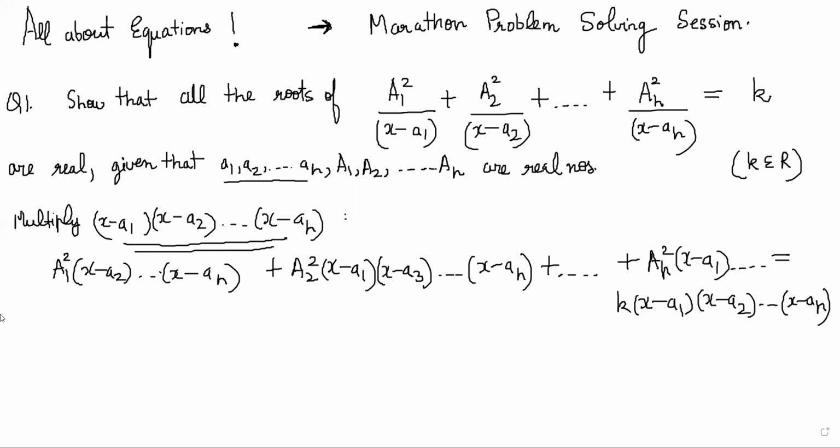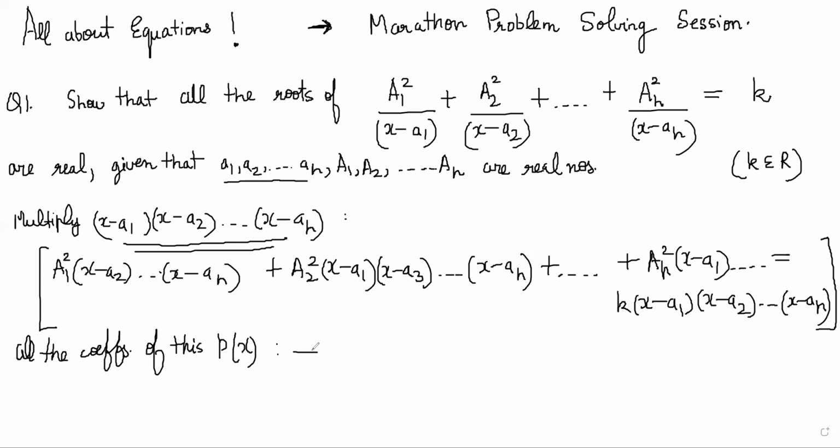Now you'll realize that you don't have to actually expand this. Even just by thinking about it, you will realize that all the coefficients of this polynomial, p of x let's say, will be real. Why will the coefficients be real? Because all of these numbers, a1, a2 till ah and capital A1 to AH, are all real. Therefore the product is also real, and k is also real. So whatever this equation will be, it will have all coefficients real.